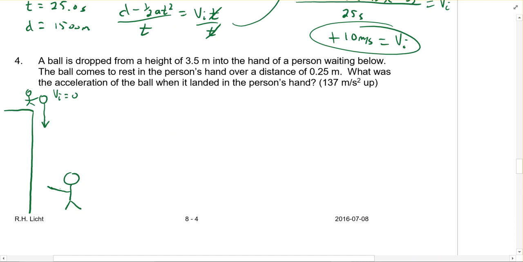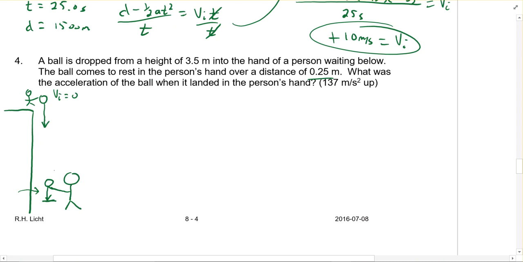Then what we're after in the end here, it says what was the acceleration of the ball when it landed in the person's hand. So what happens is that the ball ends up coming, it hits his hand, and then it drops another 0.25 meters, right, before it actually comes to a stop. So we want to know what's the acceleration when it touches that person's hand.